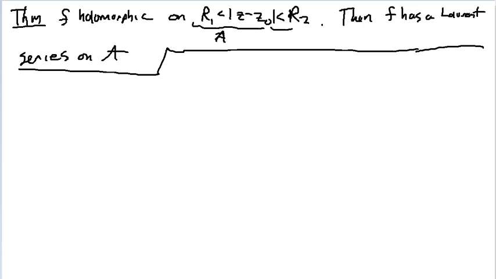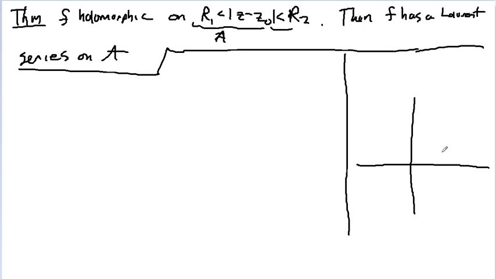I'm going to give you a sketch of the proof of the following theorem. It says if you have a holomorphic function on an annulus, that means basically the region between two circles, then f has a Laurent series on A. So let's draw a picture here. And the picture is this.